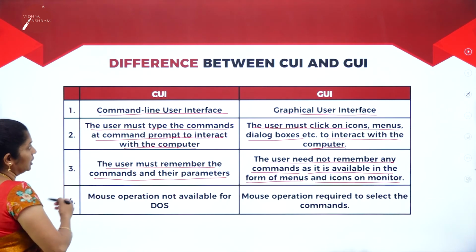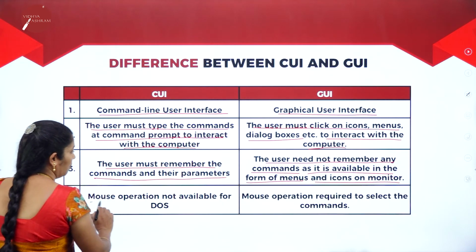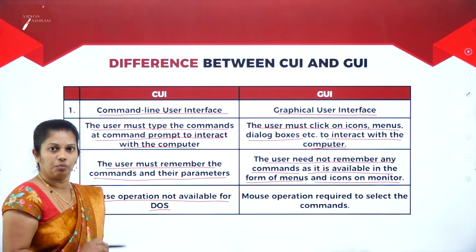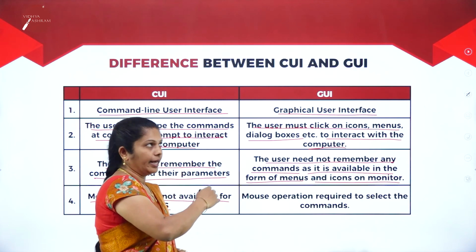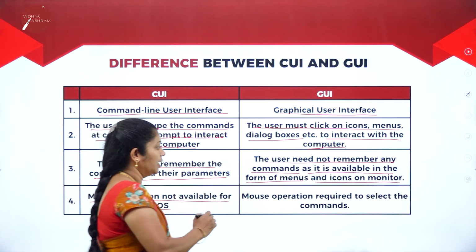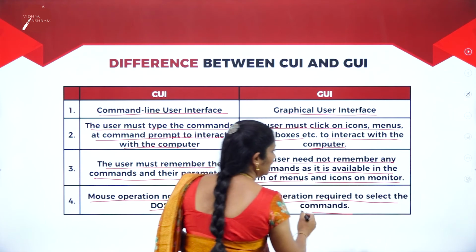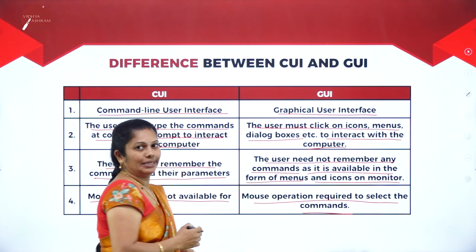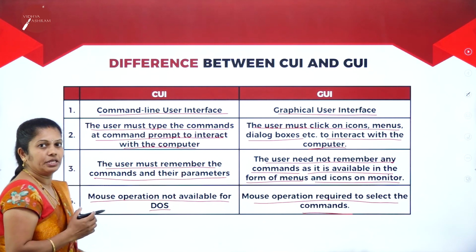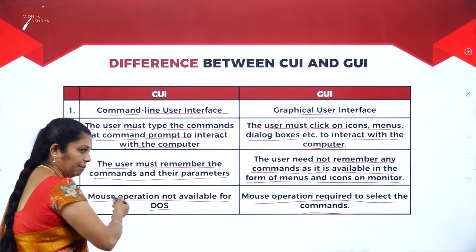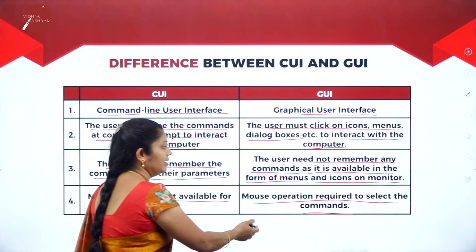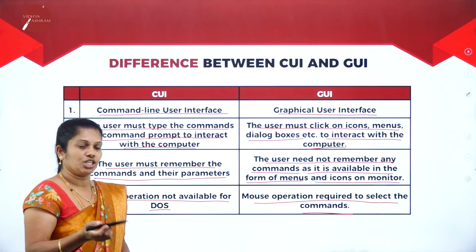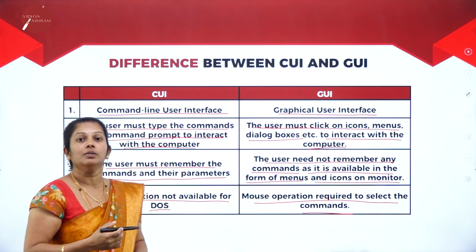In the command user interface, mouse operation is not available for DOS. There is no need of using a mouse; it will not be supported at all. Whereas in the graphical user interface, mouse operation is required to select the commands. Whichever operation we want to perform, we need the mouse. In the command interface I compulsorily have to use the keyboard, whereas here I can use the keyboard as well as the mouse, and whichever operations I want, I can directly select.